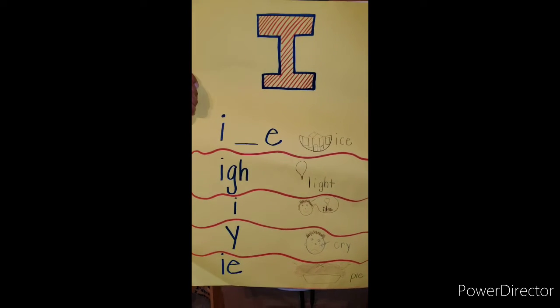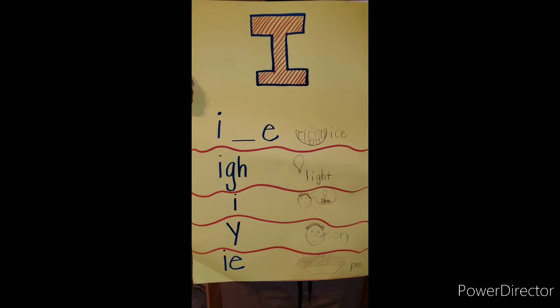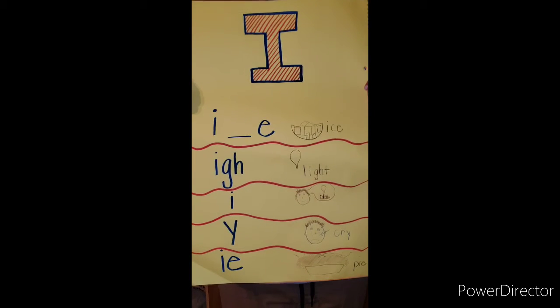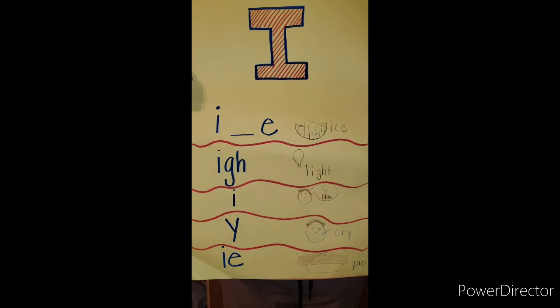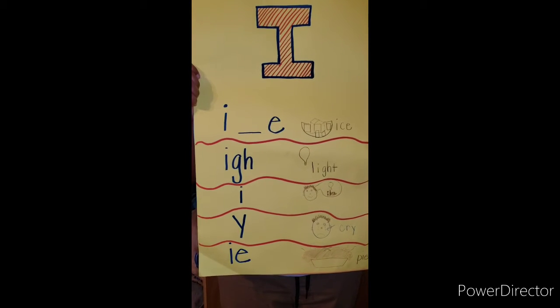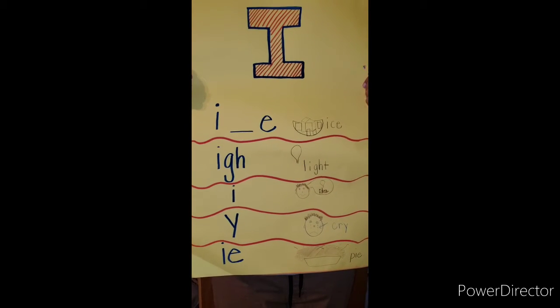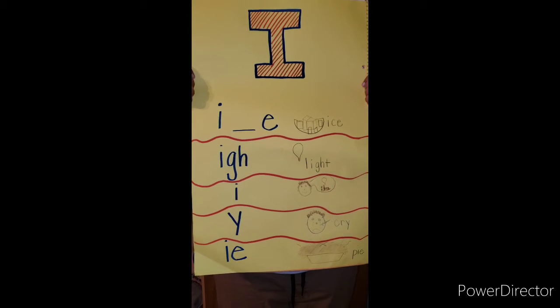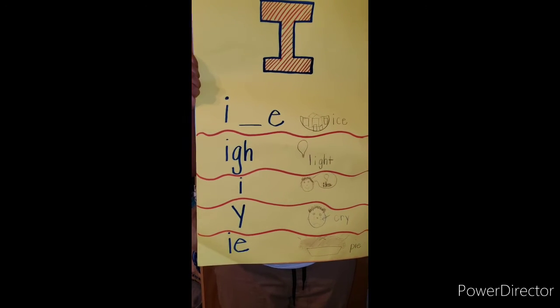All right, so the first way that we might see the I sound, we might see it I with another letter and then the letter E on the end. We know when we have that letter E on the end, that letter E is going to be what? Yes, it is going to be silent and will not make a sound. So I drew a picture of ice. So that would be I-C-E.